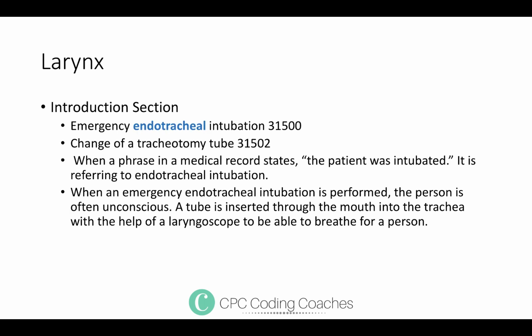Now turn to the introduction section. Look at 31500. That is for emergency endotracheal intubation. A change of a tube via tracheotomy is 31502. When a phrase in a medical record states the patient was intubated, it is referring to an endotracheal intubation. When an emergency endotracheal intubation is performed, the person is unconscious. A tube is inserted through the mouth into the trachea with the help of a laryngoscope for that person to be able to breathe.